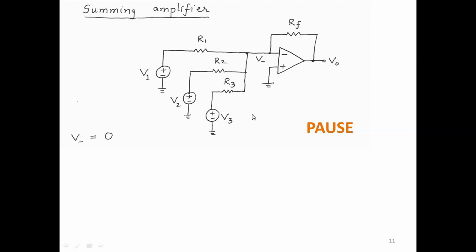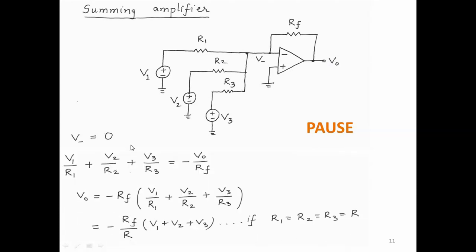Okay, I'm continuing. So what you'll do is write just one KCL at this node, and I've written current going into the node as positive because that's easier. So you get V1 by R1, V2 by R2, V3 by R3 are the currents going in, equal to, okay, VO by RF is going in, so on the other side it's minus VO by RF. And so we get VO equal to minus RF times all this. If R1, R2, R3 are equal and they are equal to R, then we get minus RF by R, times V1 plus V2 plus V3.